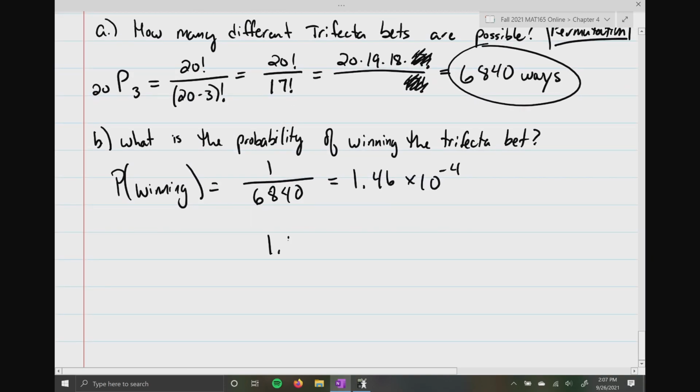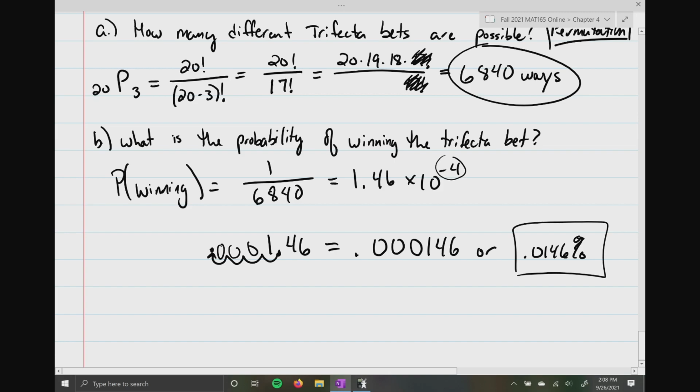And I don't know if you remember how to convert between scientific notation, but basically, write 1.46. This negative 4 tells me to move my decimal place 4 places to the left. 1, 2, 3, 4. So I get an answer of 0.000146, or if you want a percentage, 0.0146%. In other words, the likelihood of you guessing the trifecta correctly is basically 0. It's so close to 0, it's ridiculous. And that's why if you nail it, you win an unbelievable amount of money, because it's next to impossible to win it.